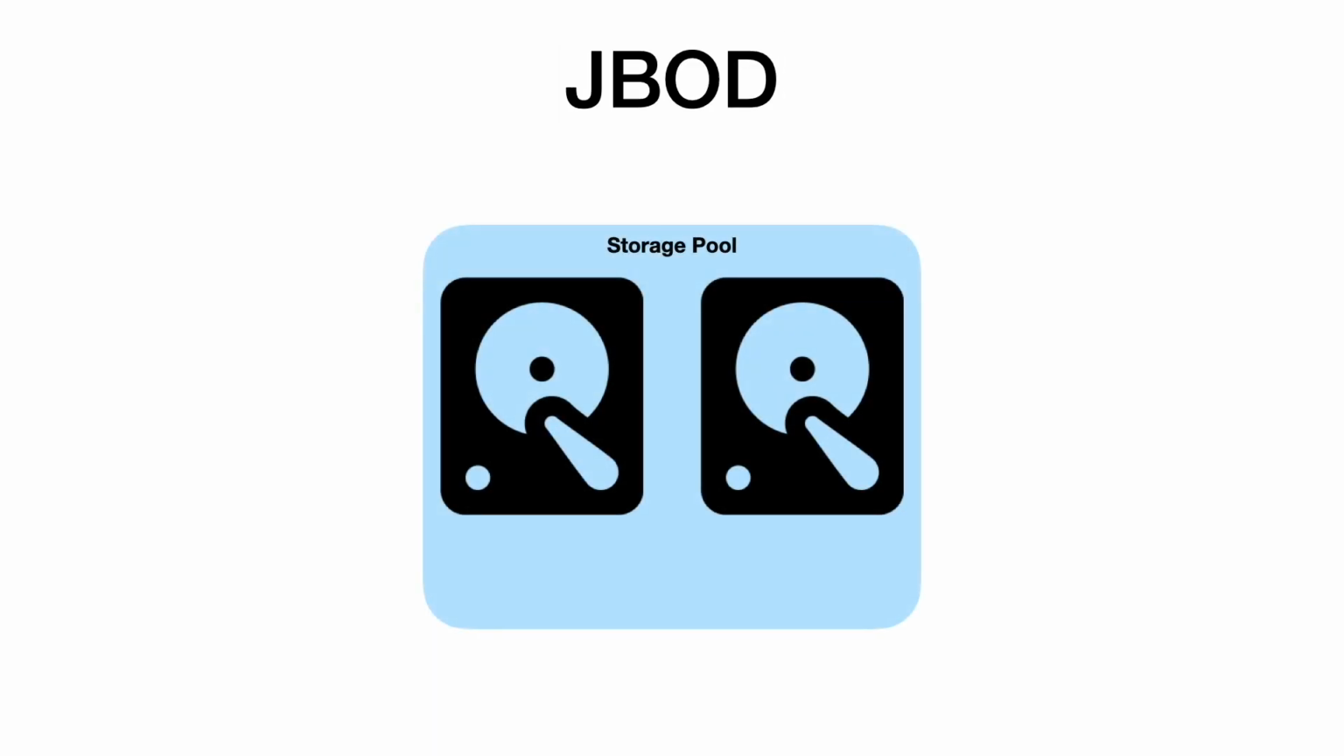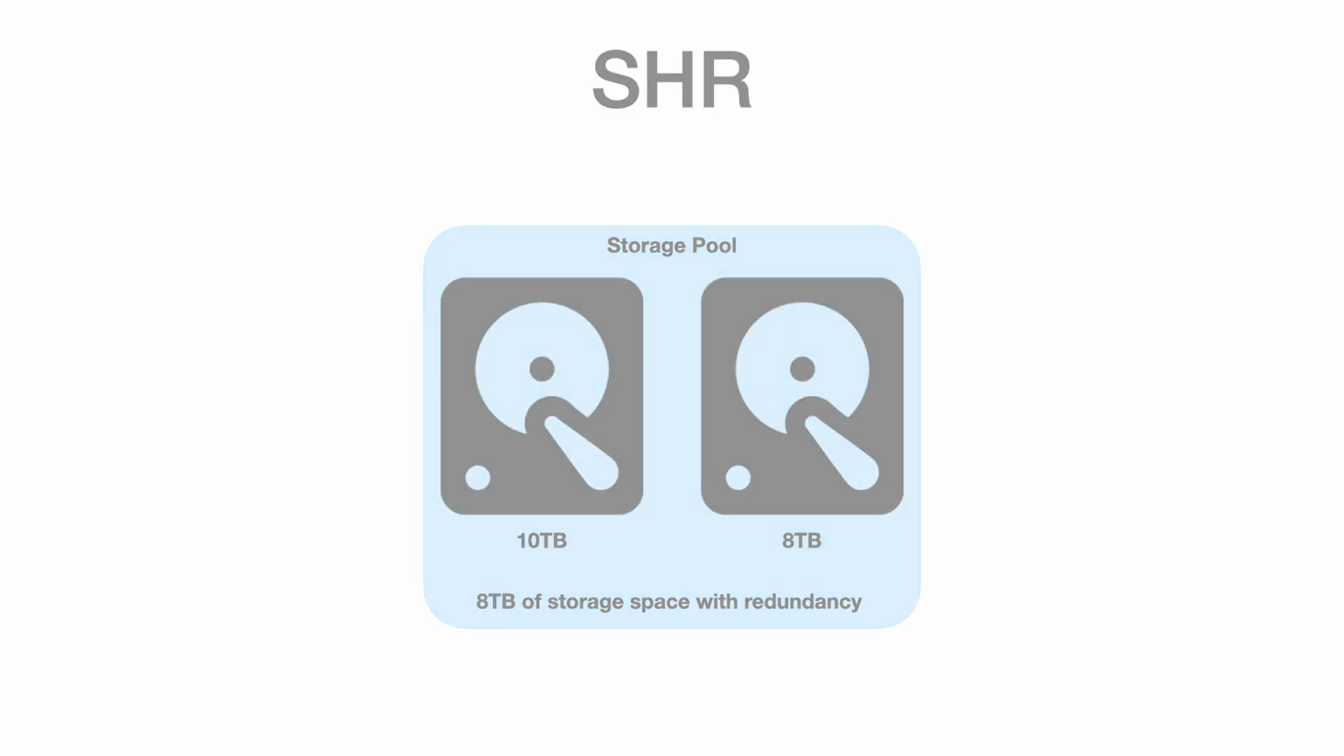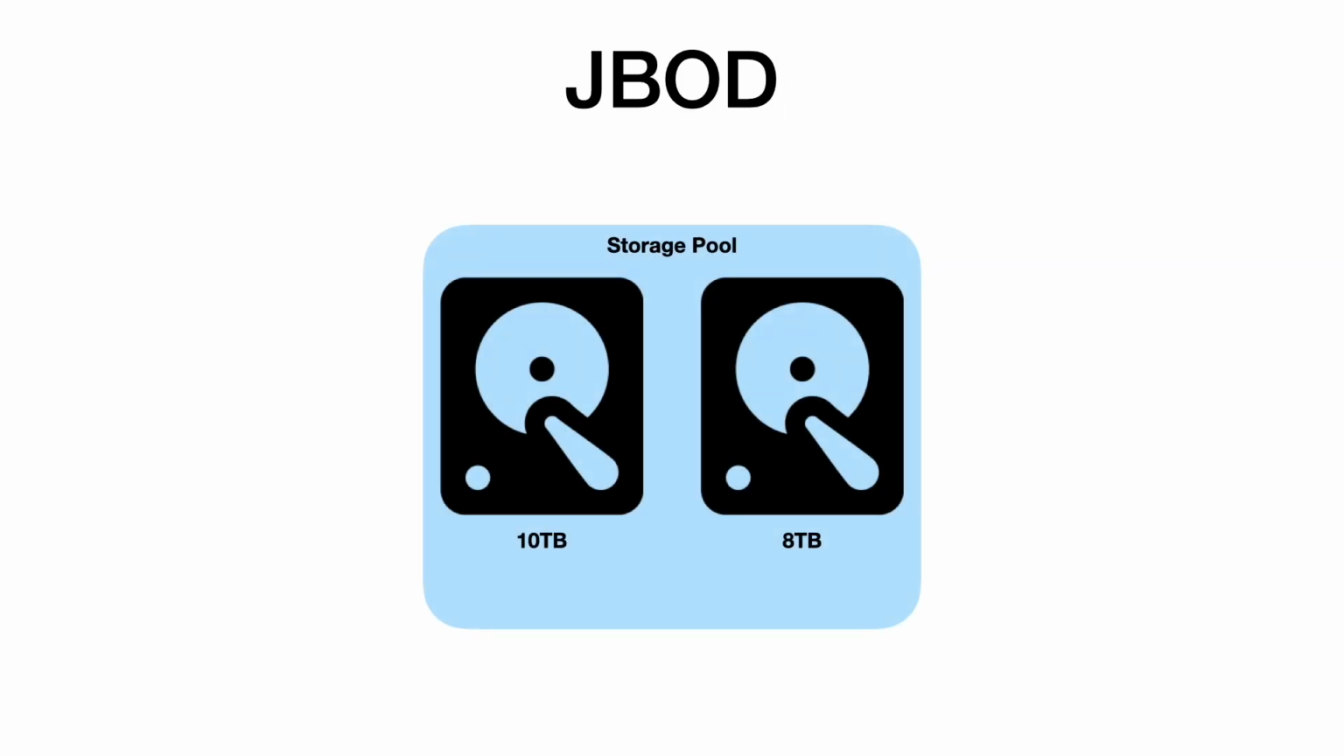JBOD is an alternative method to combine at least two drives to create a storage pool. However, its main advantage over SHR or RAID is that it will allow us to combine two drives of different sizes without losing any storage capacity. So for example, if we have two drives of 10TB and 8TB, and we were to use SHR, we would only get 8TB of usable storage space. However, if we were to use JBOD, we would get 18TB of usable storage space, but no redundancy. So if one of our drives should fail, our data will be lost.